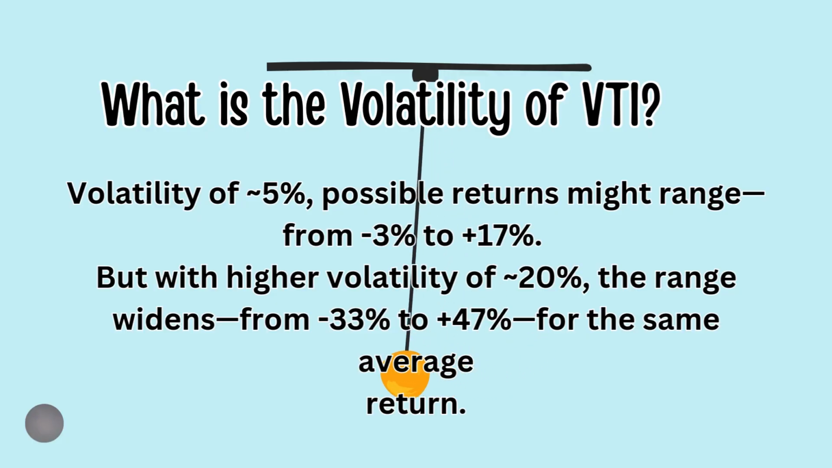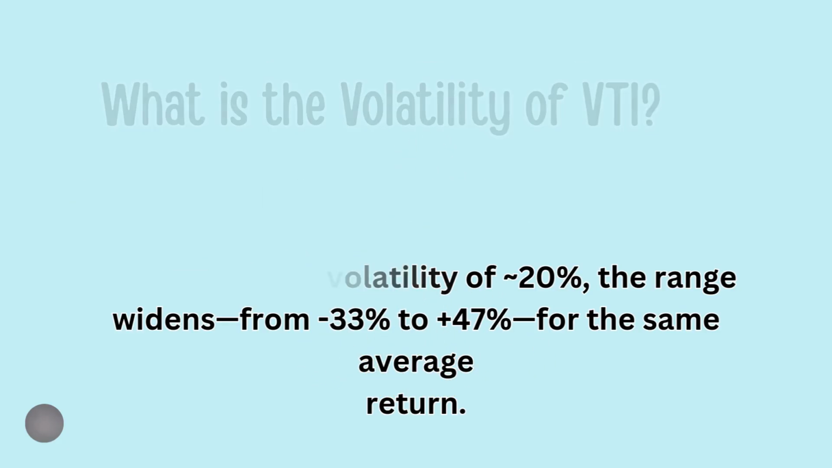So with a lower volatility of 5%, if you are told the volatility is 5%, possible returns might range from negative 3% to positive 17%. But with a higher volatility, let's say of 20%, the range widens, it becomes bigger, from negative 33% to positive 47%. That is for the same average return. So for VTI, the standard deviation over the past 10 years is approximately 16%.